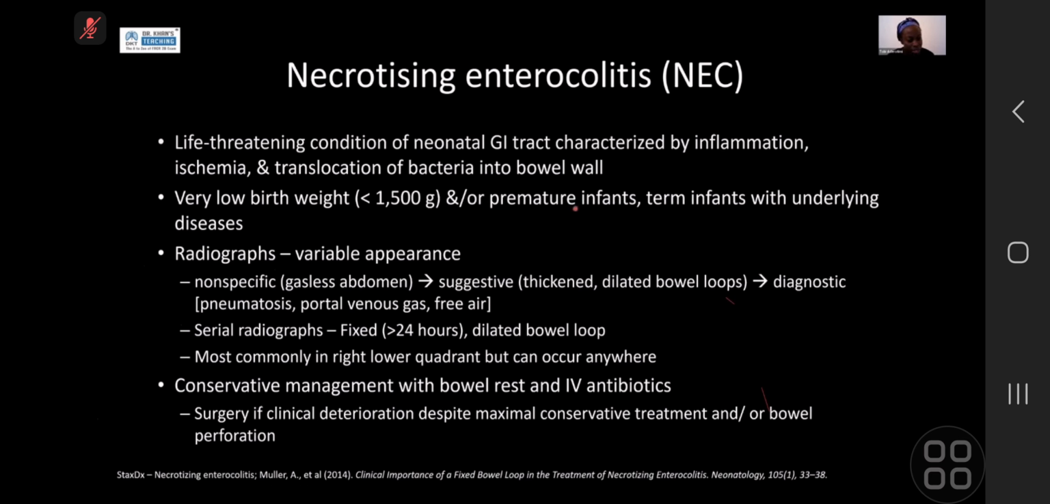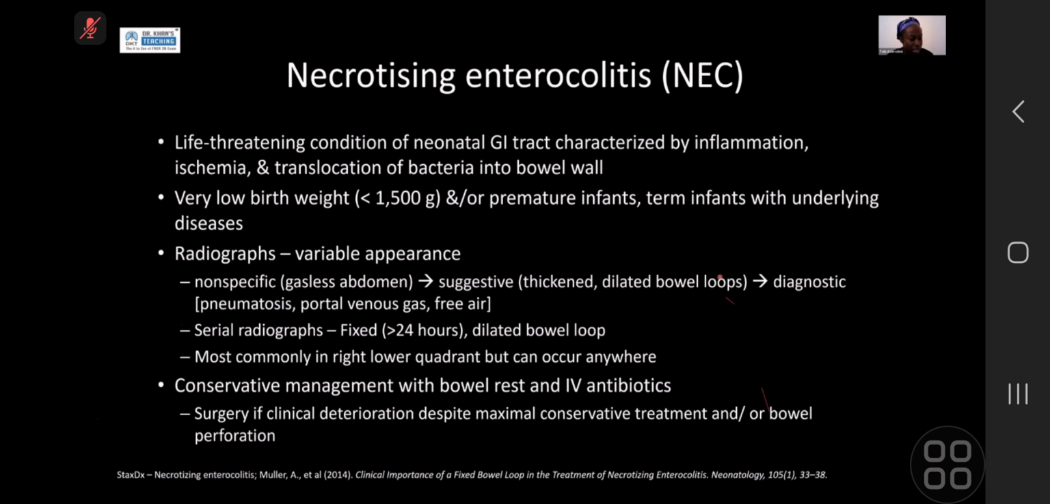Also, there are some things that are suggestive of NEC which might raise the concern, particularly if you're reporting a radiograph of a premature infant, such as thickened or dilated bowel loops. And like I said, a non-changing bowel gas pattern over a series of plain films always makes me raise the flag to say, could this be NEC?